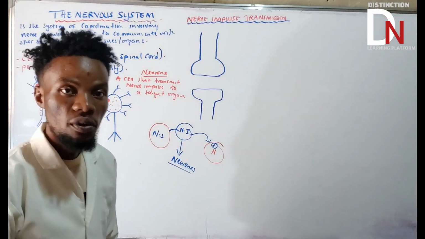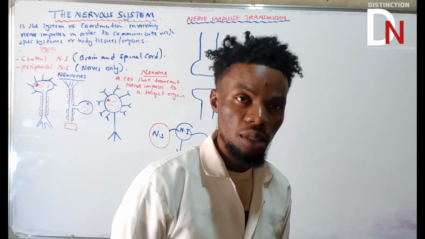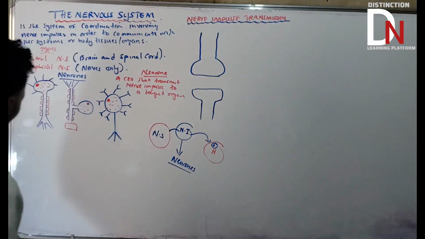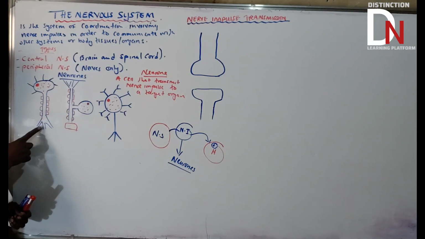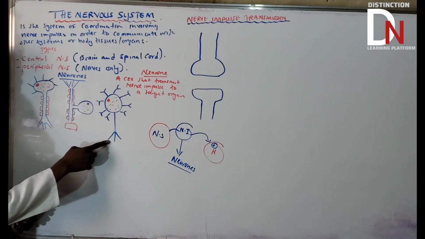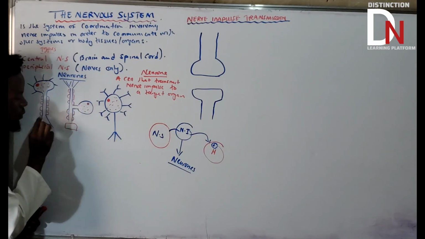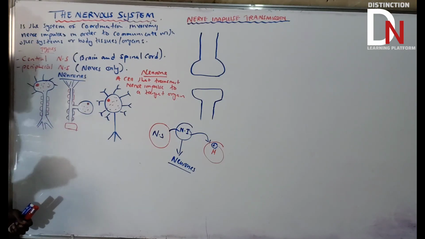Now let's talk about the types of neurons. Basically, how many types of neurons do we know? 3 types of neurons, according to the function. So let's come here. We've got this 1, 2, 3. Basically, you need to know how to identify the structures of neurons. Very important to take note of that.